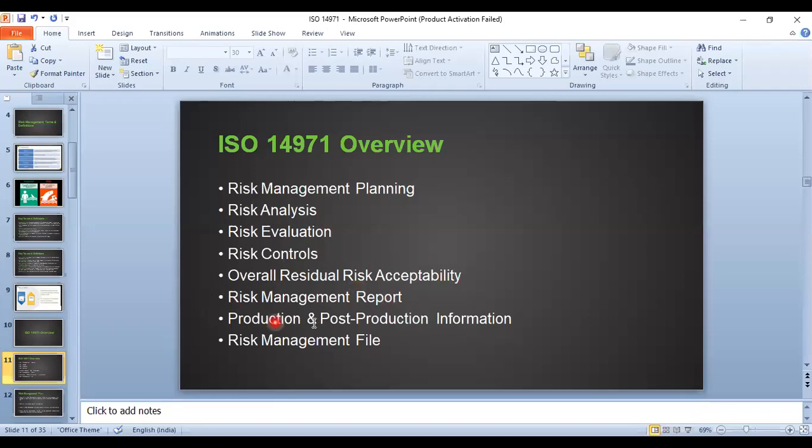Then production and post-production information. Sometimes after a manufacturing process is over, the device finally reaches the customer, that is, a patient. During usage, there may be a chance of a new risk developing. So after post-production also we have to give some risk management criteria. Then all of these can be maintained in one file, called the risk management file. Clear?